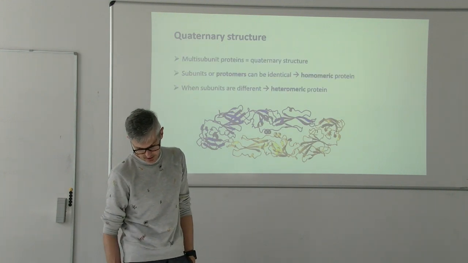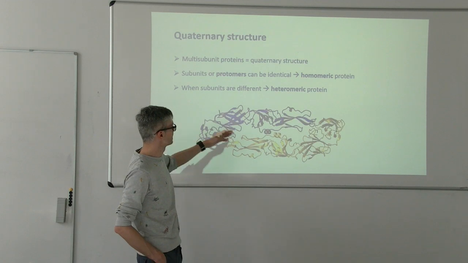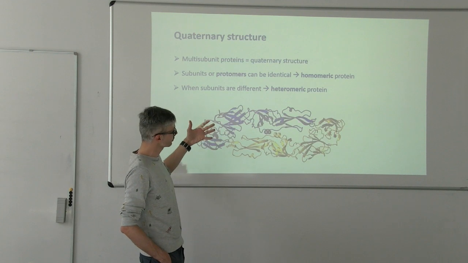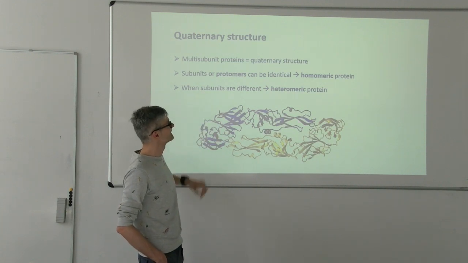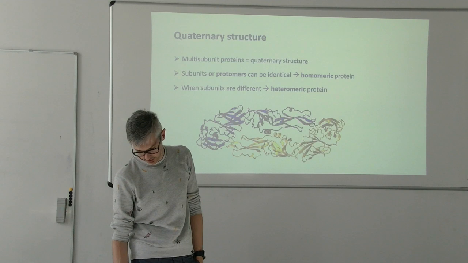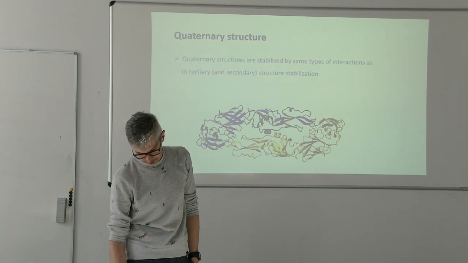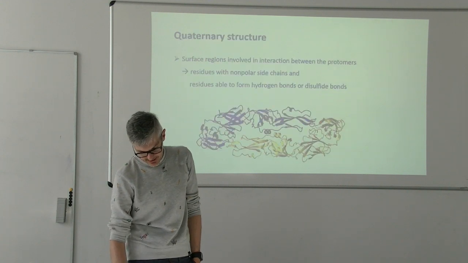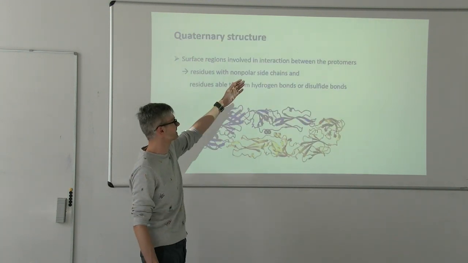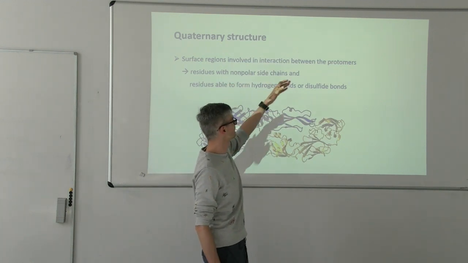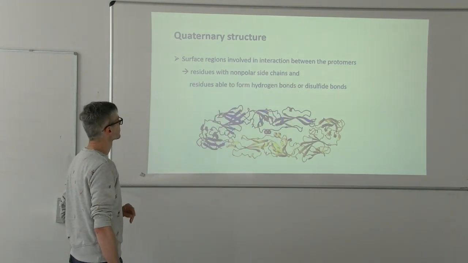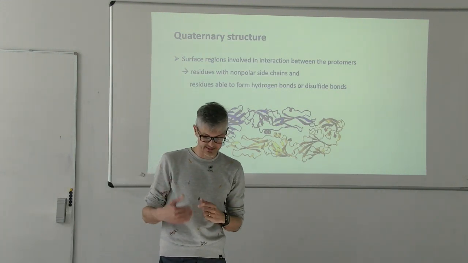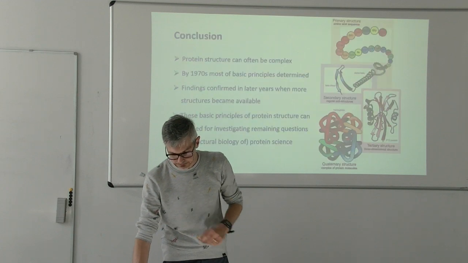And then of course it depends. In this case we have a homomeric protein, two of the same molecules, but it could also be different subunits. In that case it could be a heteromeric protein. But the interactions, of course, will be the same as the previous level. So you can again have hydrogen bonds, disulfide bonds, polar and non-polar interactions. So again the same as the previous level actually.